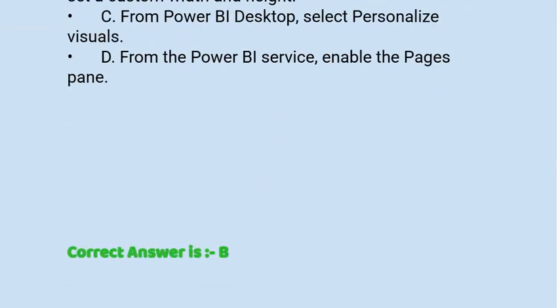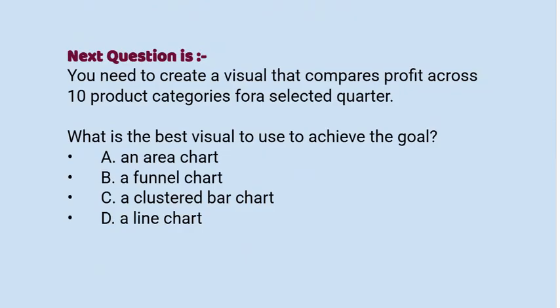Correct answer is option B. Question is, you need to create a visual that compares profit across 10 product categories for selected quarter. What is the best visual to use to achieve the goal?